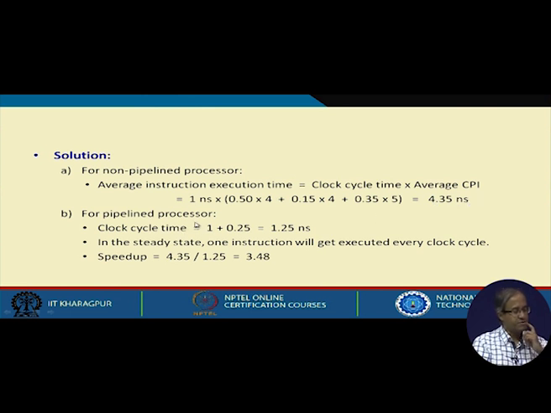But for the pipelined processor, as I said, the clock cycle time is slowing down, it becomes 1.25. Now, assuming that there are a large number of instructions in steady state, one instruction gets executed every clock cycle. So, the average instruction execution time will be equal to the clock cycle time, 1.25 nanosecond. So, the speedup will be 4.35 divided by 1.25. You see, this is based on some realistic figures, that our speedup comes to about 3.48, not exactly 5.